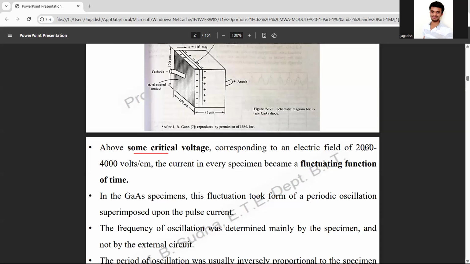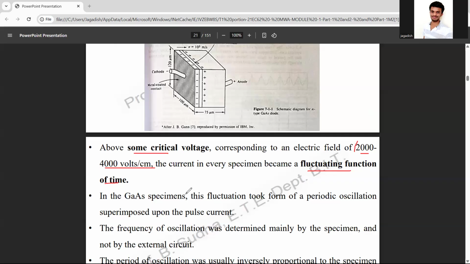So 2000 to 4000 volts per centimeter, the current in every specimen became a fluctuating function of time. Above some critical voltage corresponding to an electric field of 2000 to 4000 volts per centimeter, the current in every specimen, whatever specimen you considered, became a fluctuating function of time. So next, this is your first point after writing the diagram.